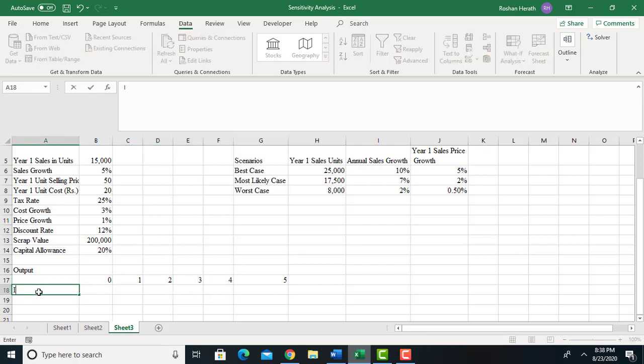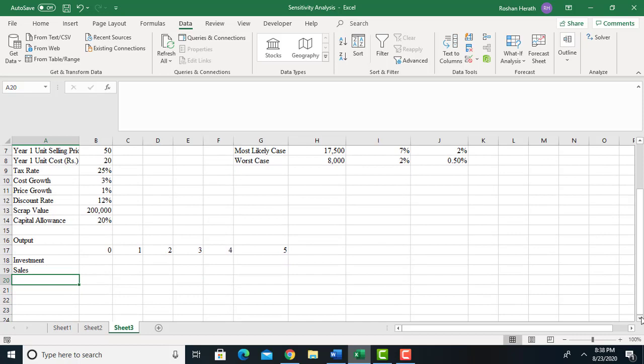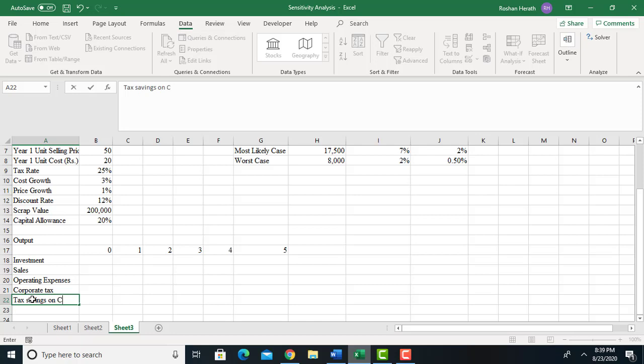Then you can take the investment initially. The investment has to be there. Then there must be sales information. Then operating expenses could be there. Then you can pay some corporate tax based on that. Corporate tax. And there can be even tax savings on capital allowance.